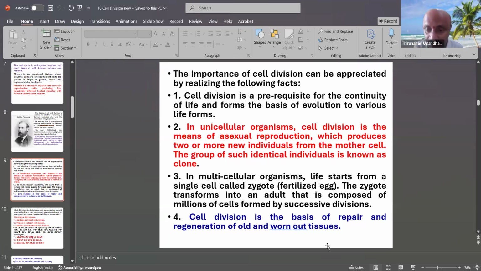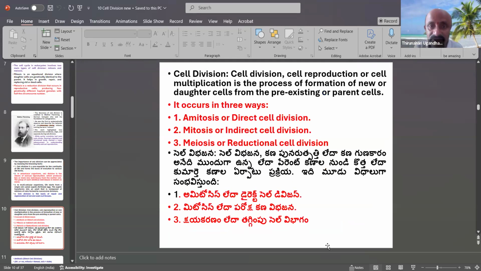Cell division is the basis of repair and regeneration of old and worn out tissues. Old tissues and worn tissues both divide. So this is important. Cell division, or cell reproduction or cell multiplication, is the process of formation of new or daughter cells from pre-existing cells. It occurs in three ways: amitosis means direct cell division, mitosis means indirect cell division, and meiosis means reduction cell division.